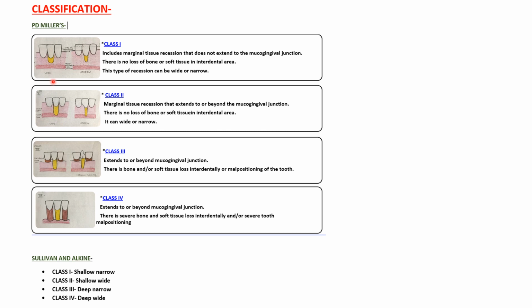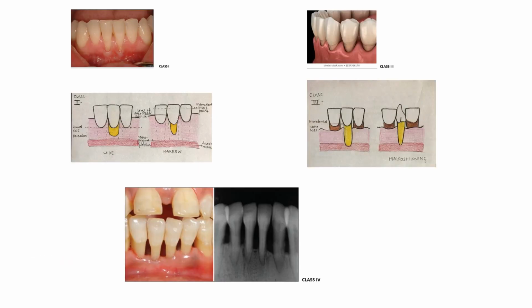But mostly we are using Miller's in our clinical practice. So I'm going to show some pictures over here. This is class 1. As you can see, this darker portion is the alveolar mucosa and this lighter portion is the gingiva, and this is the gingival margin. As you can see, the adjacent teeth are normal, your gingival margin is present over here, and over here it has receded down. So this is the diagram which I have drawn.